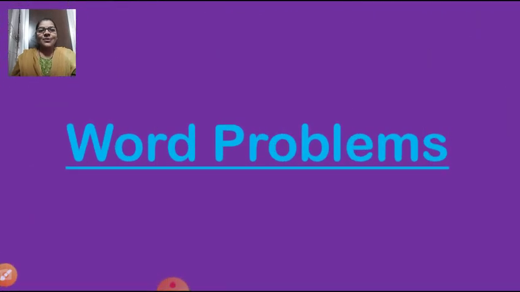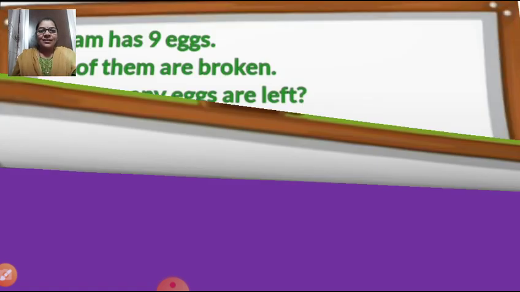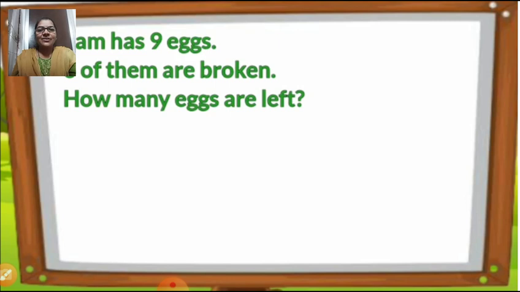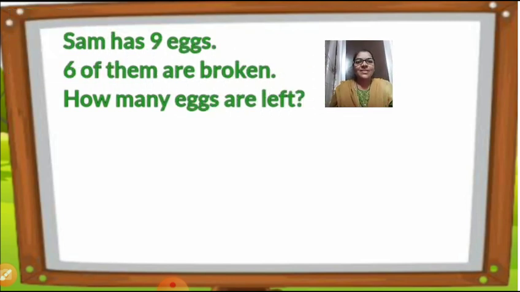Now I am going to show you some word problems. Okay. Now you have to read the word problems and you have to do the subtraction by arranging a sum. Now Sam has 9 eggs. 6 of them are broken. How many eggs are left? Now Sam has how many eggs?